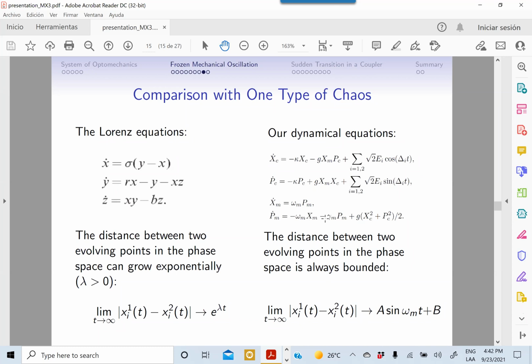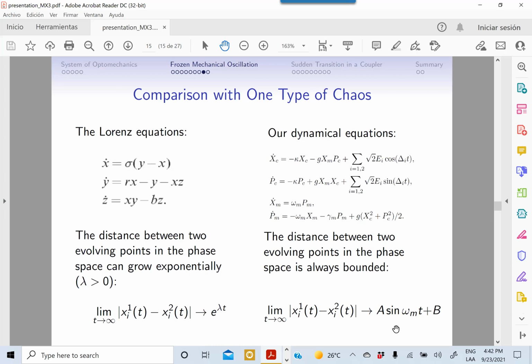So if we make a projection of the evolving point onto the mechanical part, it's bounded. It takes the form of bounded. So this type of sensitivity is very different from chaos. We cannot say that it's due to the chaotic property of our system that it exhibits this sensitivity to initial conditions. Okay, now we finish our first part.